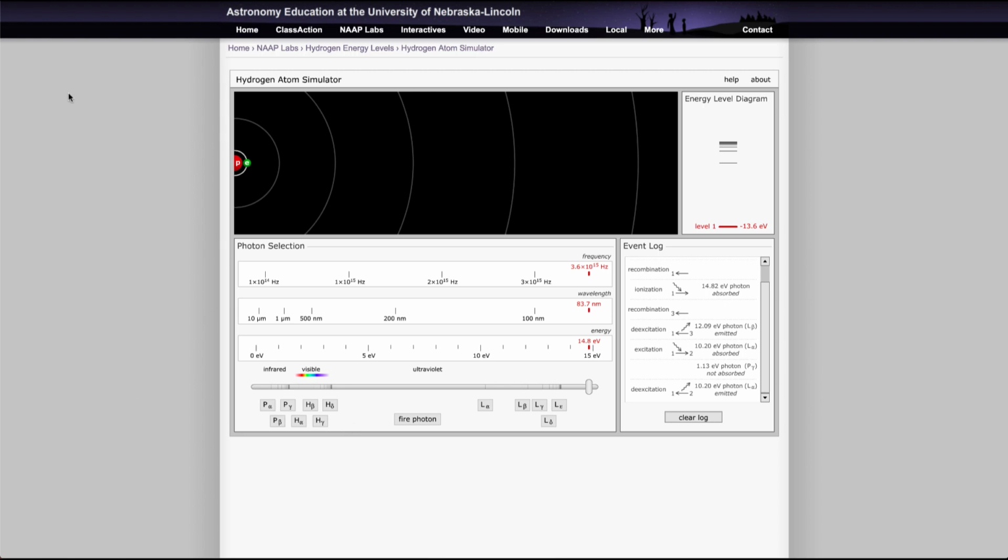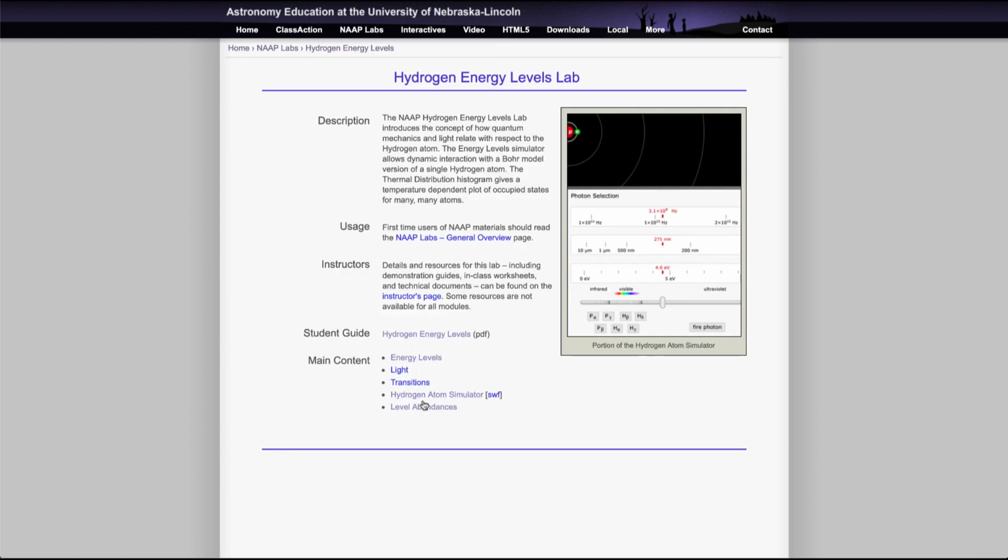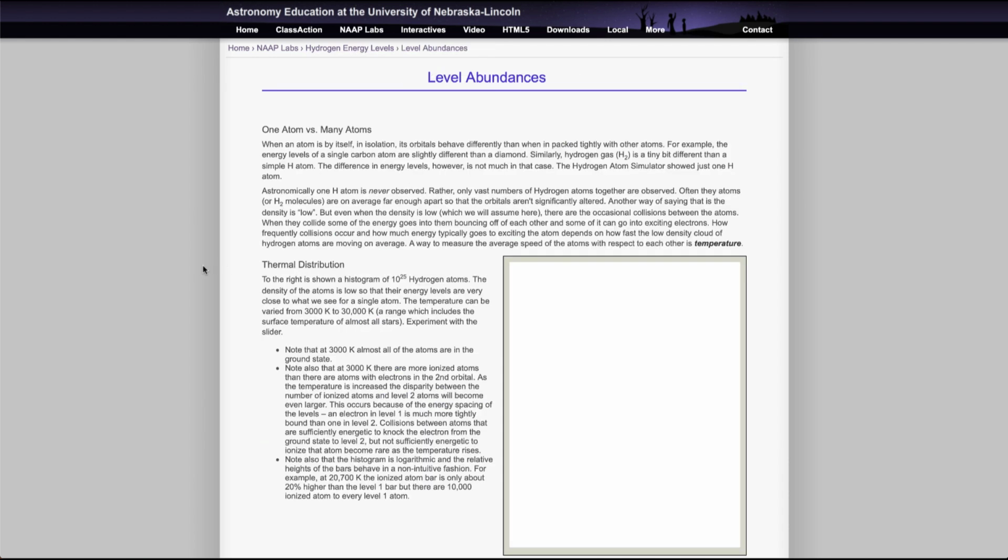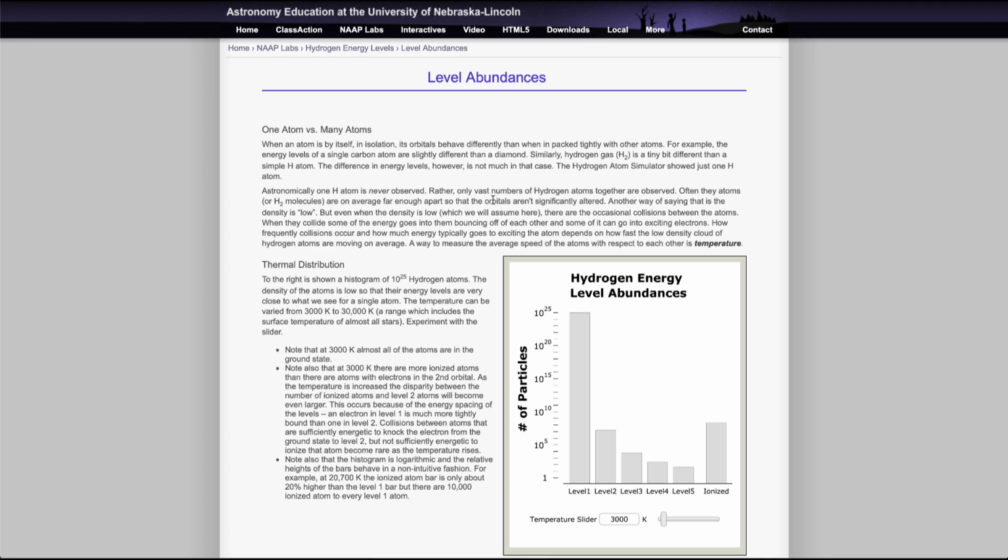Now there is one other simulator, not a full simulator here, but one other thing that you'll look at, the level abundances, and I'll just take a minute to show you that as well. You're going to be looking at that to make a graph of these abundances. And what this shows is the number of electrons in the first level here, the second level, the third level, the fourth level, and the fifth level, and how many have been ionized.